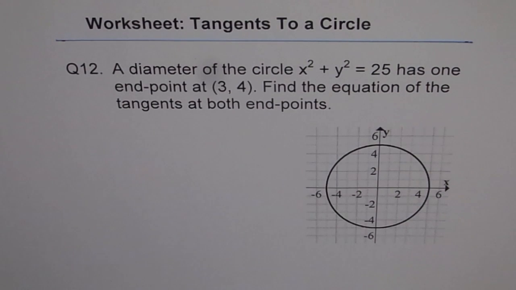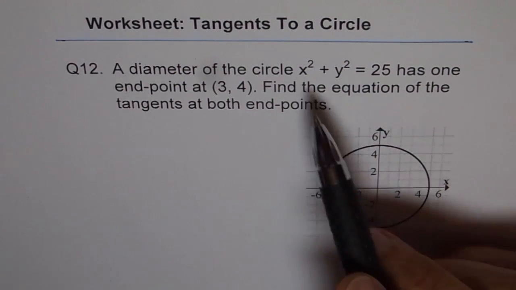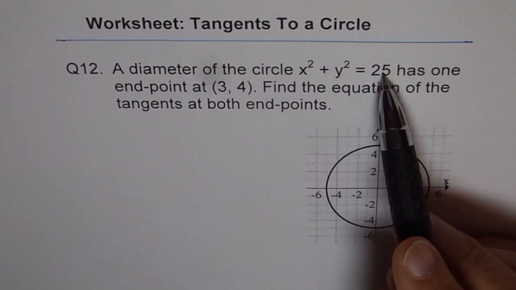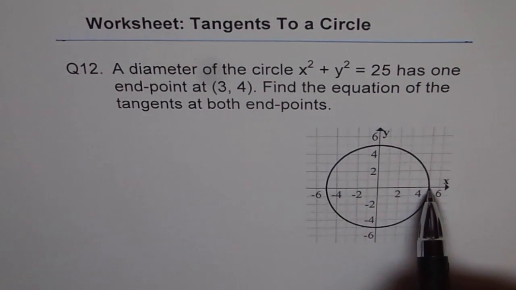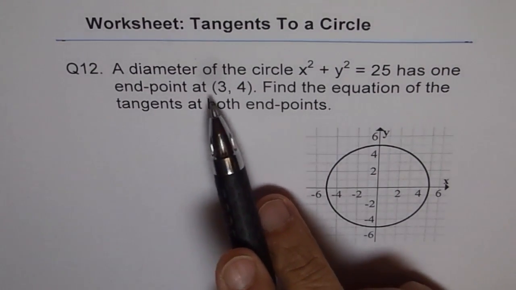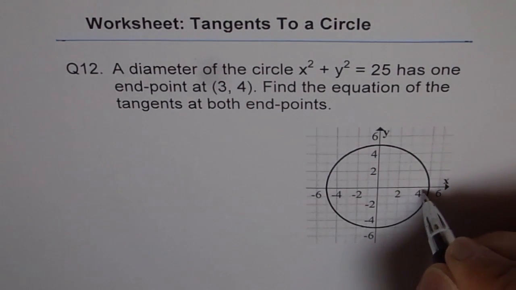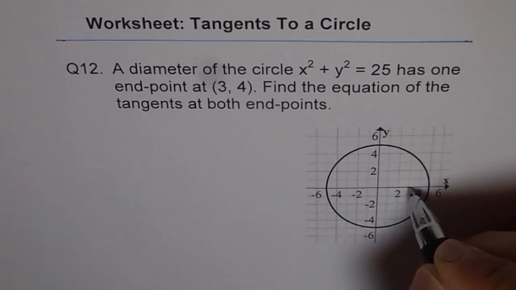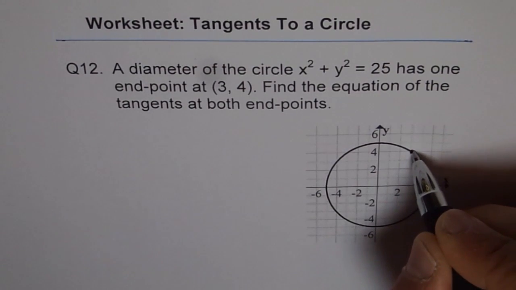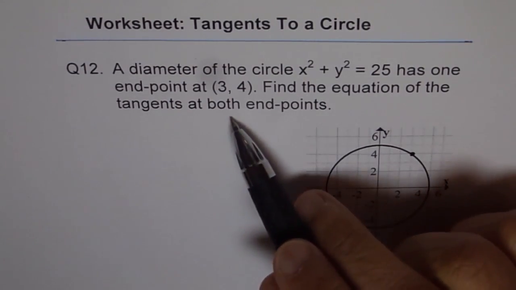So we have done a similar question. I'll leave this for you. Here we have the diagram, that is the circle x squared plus y squared equals 25, since 5 is your radius. It says there is a diameter which has one of the endpoints as (3, 4). So this is 3 and that is 4. One of the endpoints is (3, 4). Find the equation of tangents to both endpoints.